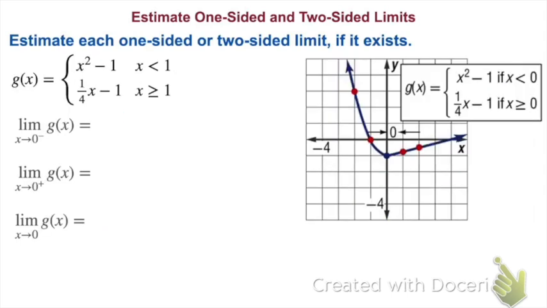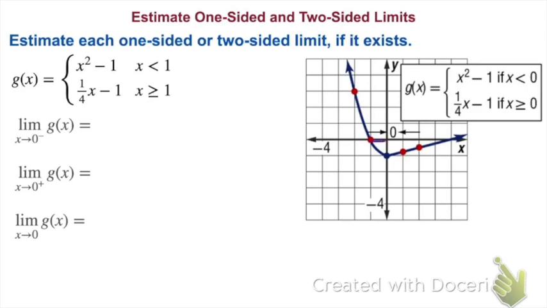Here we have another graph. This is a piecewise function. We have x squared minus 1 when x is less than 1, and 1/4 x minus 1 when x is greater than or equal to 1. Here we're approaching 0. It says the limit as x approaches 0 from the left of g of x. So we're coming into 0 from the left.